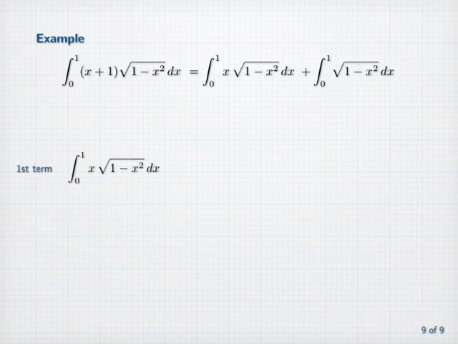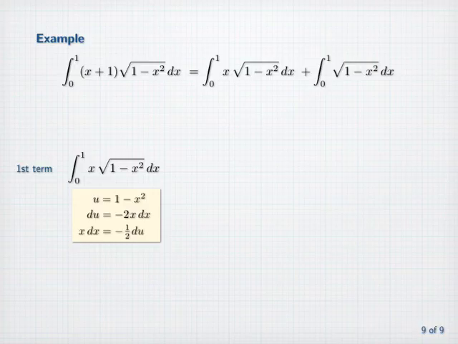The first term, the integral from 0 to 1 of x times the square root of 1 minus x squared dx, we'll do by substitution u equals 1 minus x squared, for which du is minus 2x dx. So x dx is minus 1/2 du. So our transformed integral looks like minus 1/2 the integral of the square root of u du, and now we fill in our transformed limits of integration.